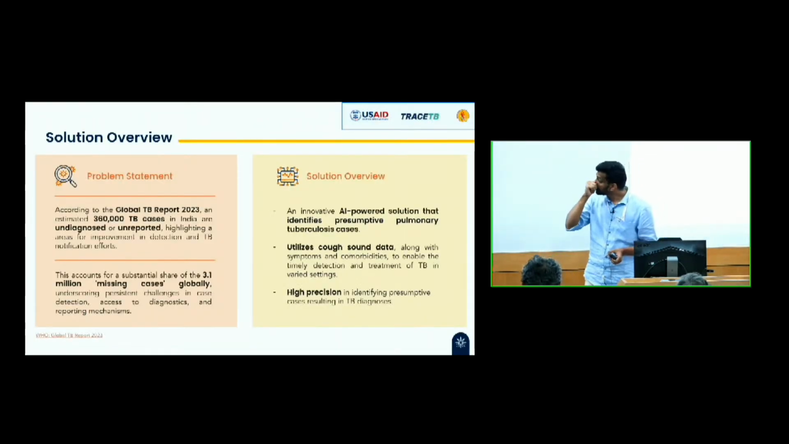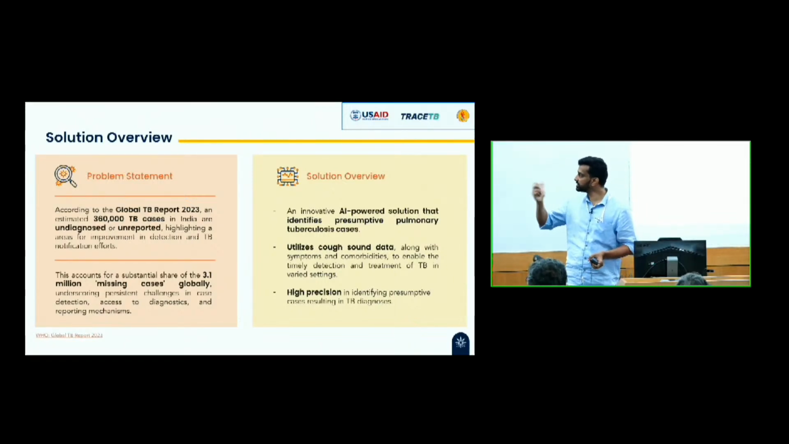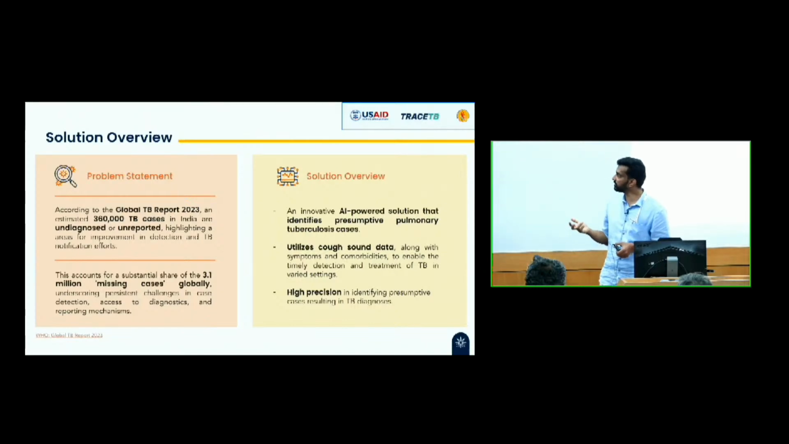Some statistics on the TB prevalence in India: we contribute to one-fourth of the TB cases and one-fourth of TB deaths. Like I said before, the problem is not that we don't have a cure for TB, but we fail to identify the people who have TB.